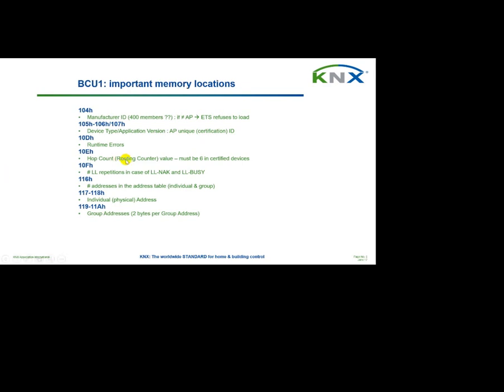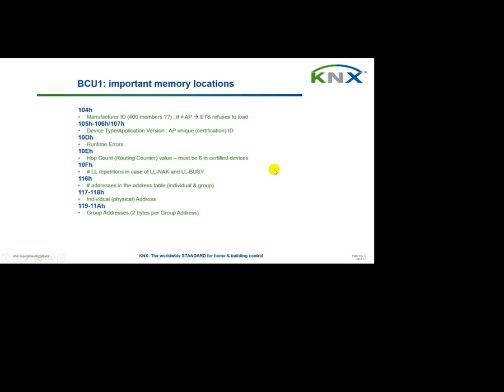Okay, then the next important information that can be found in a BCU1 is a collection of free octets on the addresses 105, 106, and 107, and that is an identifier of the application program. Those 3 bytes together, those 3 octets together, make the application program unique, right? Because they contain the device type and the application version.